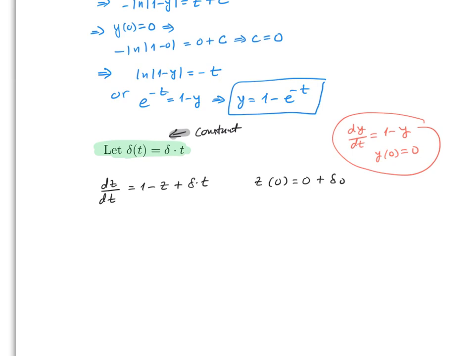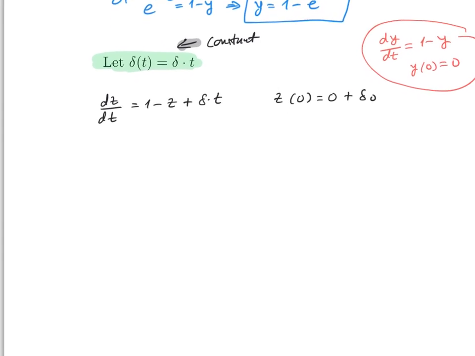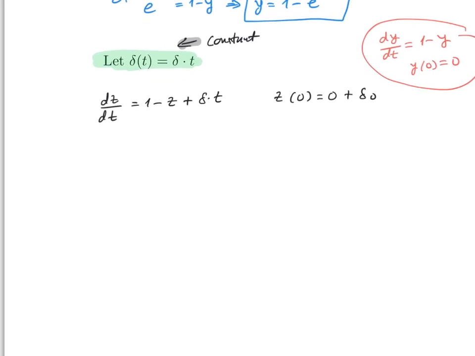Well, we're going to have to use now the integrating factor method, which everybody should have seen at some point in your life. So therefore, this is what we have. You can rewrite this as dz dt plus z is equal to 1 plus delta t. So then the integrating factor is going to be e to the integral of dt, which will give you e to the t.